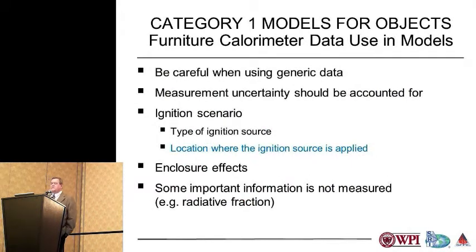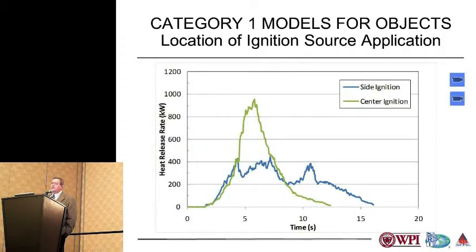Another surprising result that we obtained is where you ignite the sofa. On the next slide you can see a 3-seat sofa mock-up. The heat release rate was measured in 2 ways. In the first test, we applied the burner to the seat cushion on the right, and that's the blue curve. The green curve is when the burner is applied to the center seat cushion.